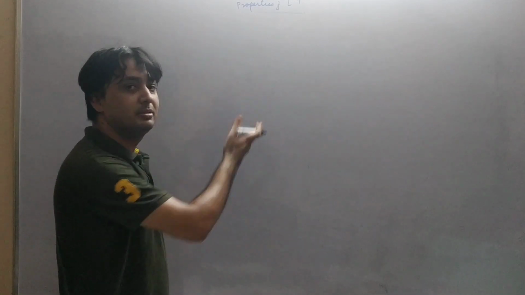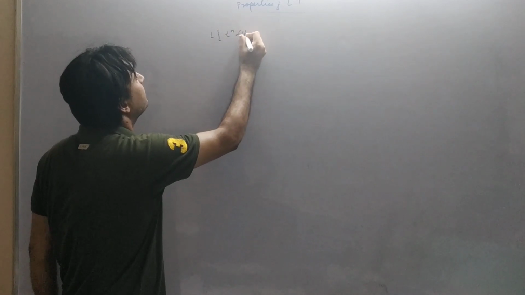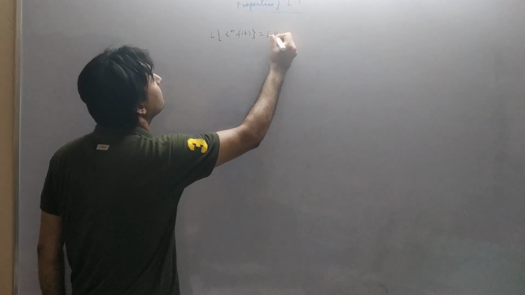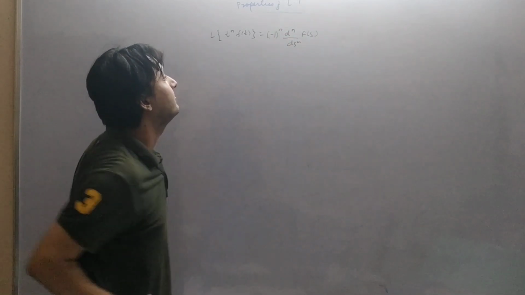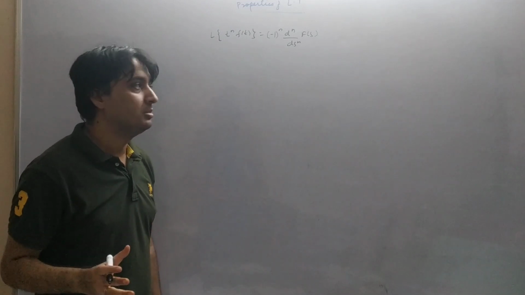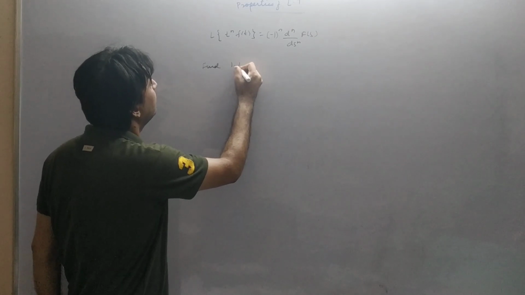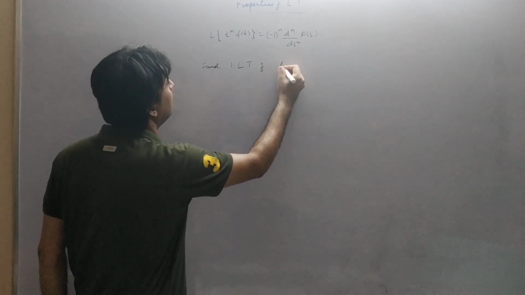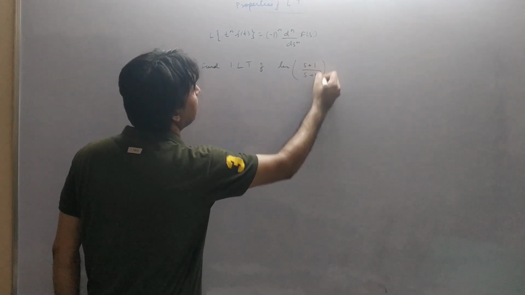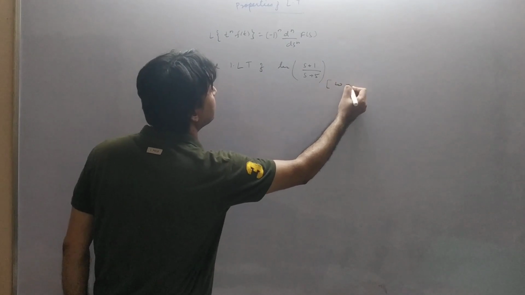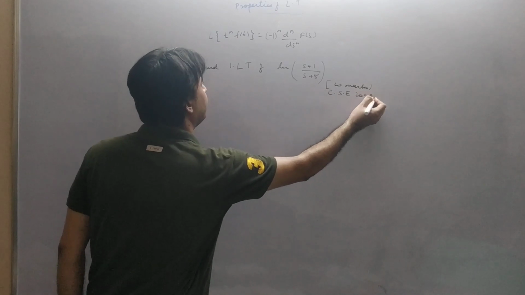Just now we have studied this property of t to the power n f(t), (-1)^n F(s) derivative. Now we are going to take one example. We have to find the inverse Laplace transform of ln((s+1)/(s+5)), and this question was asked for 20 marks in Civil Services Examination 2009.